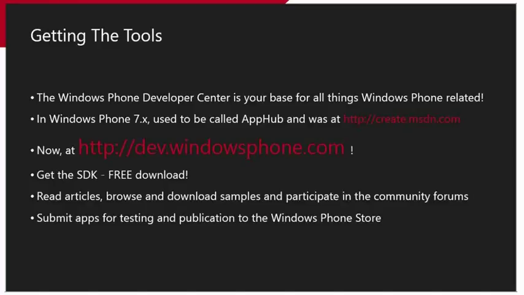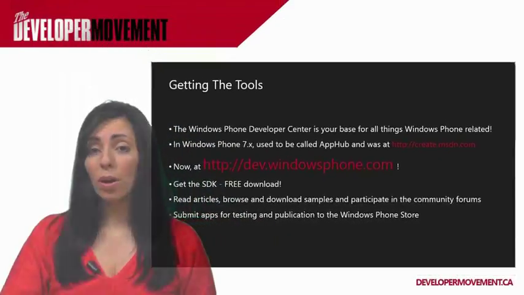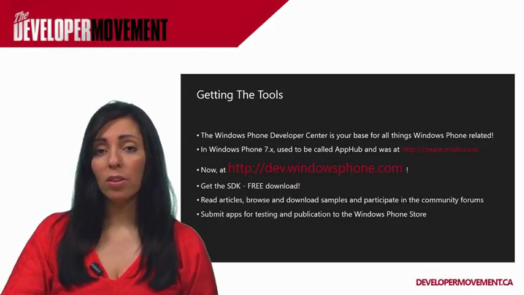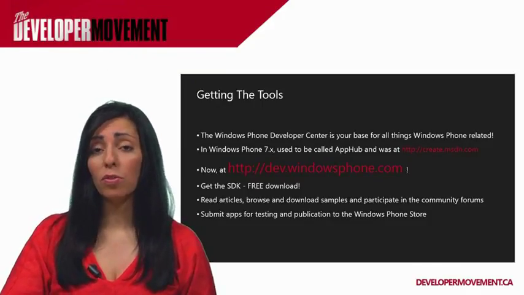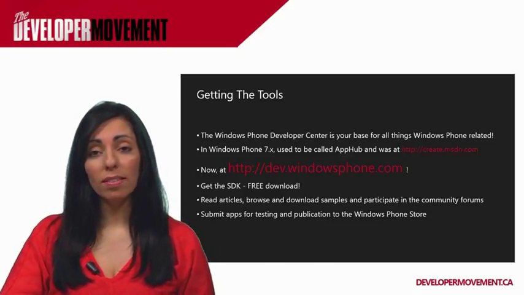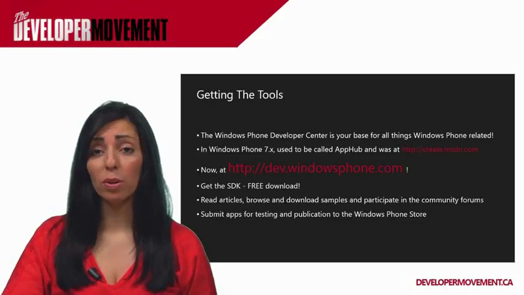Now, at the Windows Phone Developer Center, you can download and install the SDK, and this is completely free. As well, you can browse online articles and view sample projects in order to learn how to use the APIs available in the new Windows Phone 8 platform. You'll also be able to come here to submit your apps for testing and certification and publication in the Windows Phone Store.